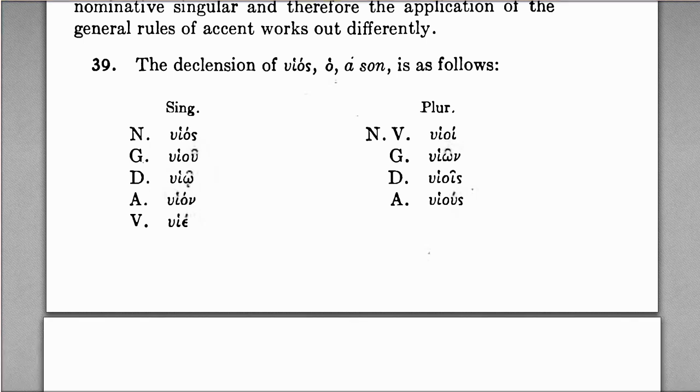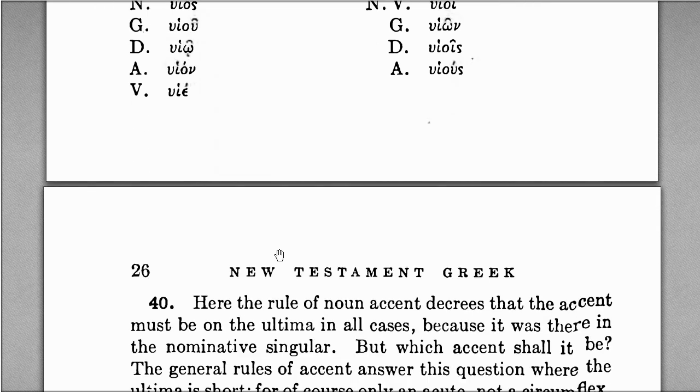In the plural column, both the nominative and the vocative is huioi, the genitive huion, the dative huiois, and the accusative huious. Bear in mind, huious is a beautiful example there. The accent in the nominative singular only falls on the ultima. Therefore, the accents on all of the cases of that noun have to remain on the ultima. And we can see it right there. Okay? Paragraph 40.